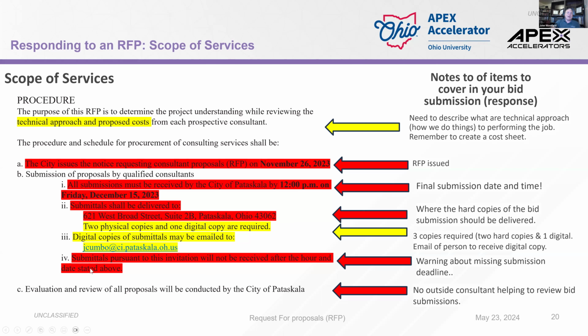And they tell you down here at the bottom, once again, and this is important. These are deadlines. And this is like a test. If you don't follow through, you're immediately disqualified because they don't want people who are not going to meet deadlines. So it says right here, this invitation, submittals pursuant to this invitation will not be received after the hour and the date stated above, which is 12 p.m. on Friday, December 15th. If your submittal hits them at 12:01, disqualified.